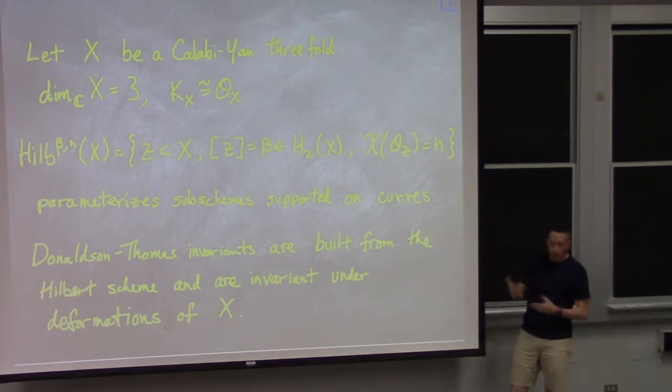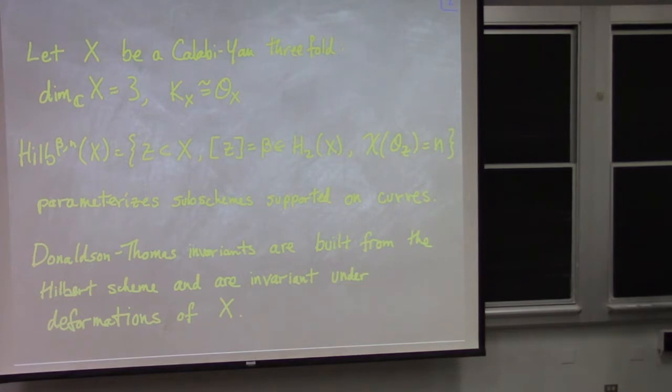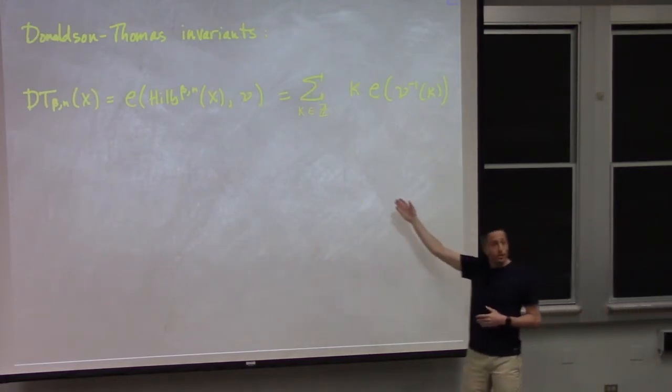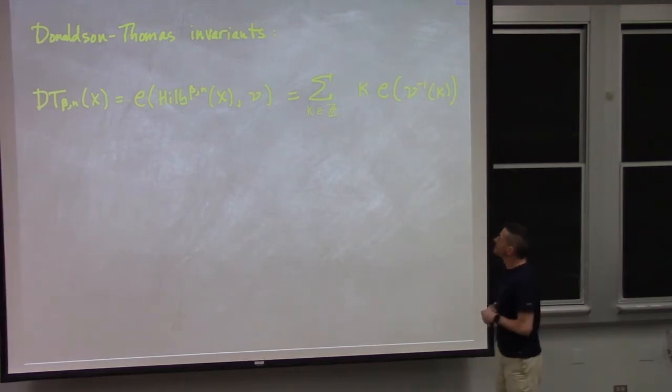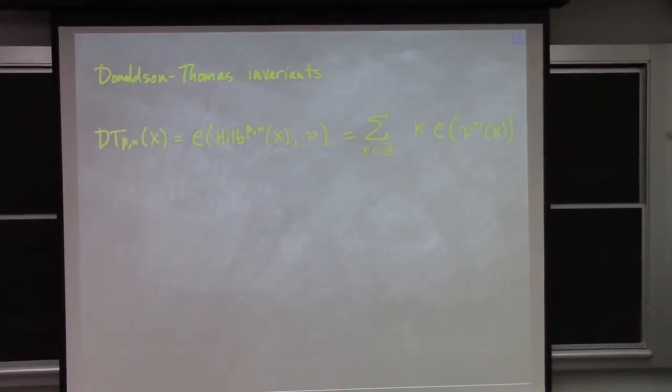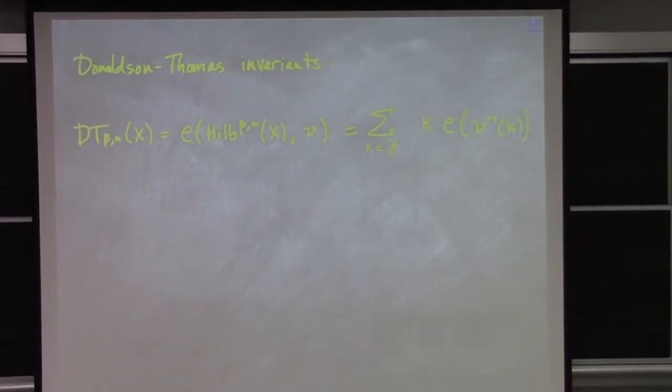So the topological Euler characteristic is an integer invariant, and it's certainly in a finite set, it just counts the points. But because we need to keep track of nilpotent structure in the Hilbert scheme, and in fact singularities of the Hilbert scheme, we're going to do something slightly more complicated, which is a weighted Euler characteristic.